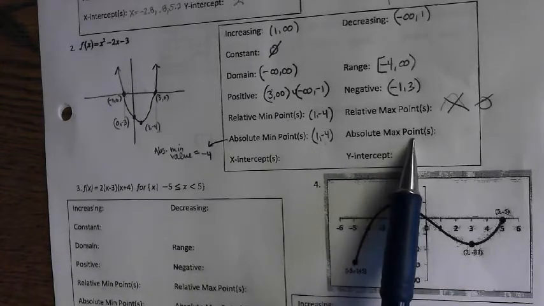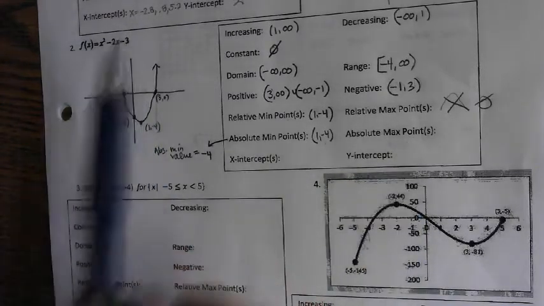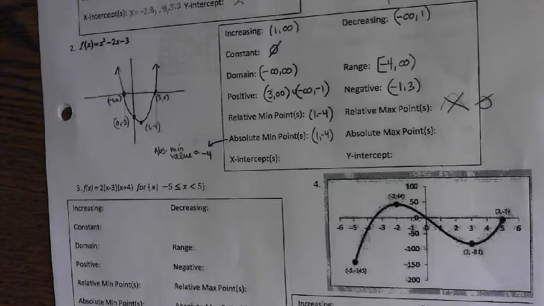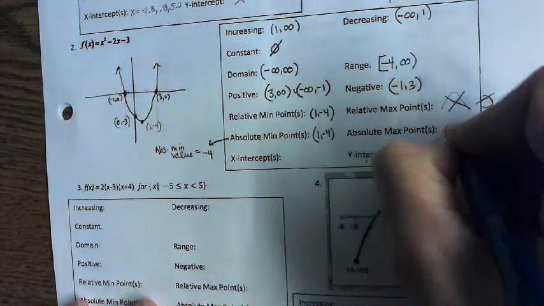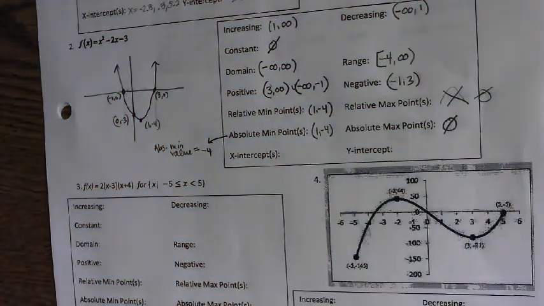Absolute maximum point. It's going up and up and up to infinity. There's no way to quantify that. So that does not exist. There is no absolute maximum.